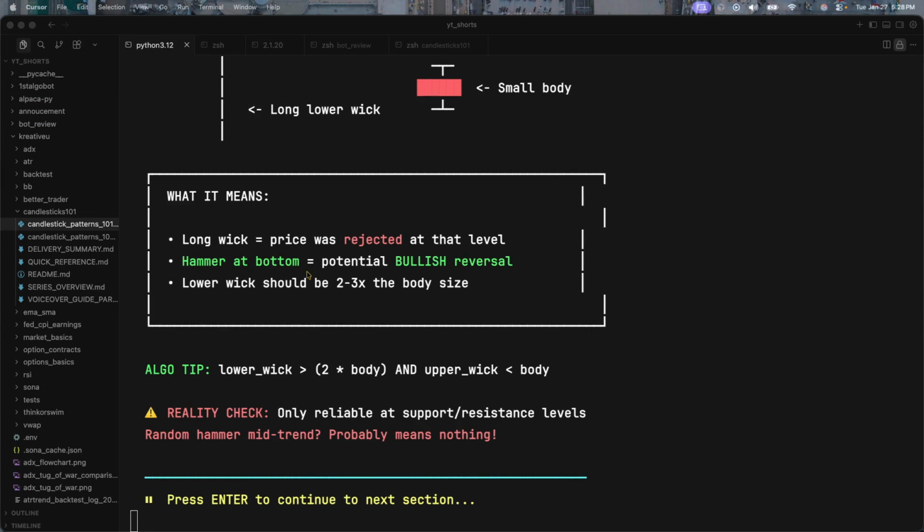The hammer at the bottom equals a potential bullish reversal. A lower wick, excuse me, should be 2 to 3 times the body size. So the algo tip is that the lower wick is 2 times the body size and the upper wick is less than the body size. Only reliable at support and resistance levels. A random hammer mid-trend means nothing.